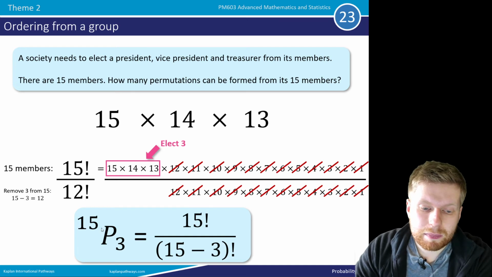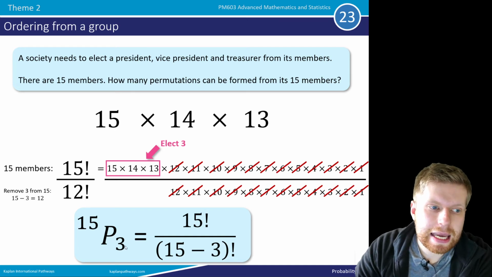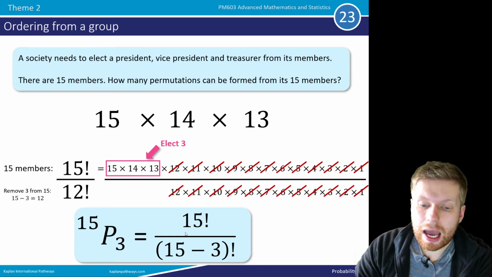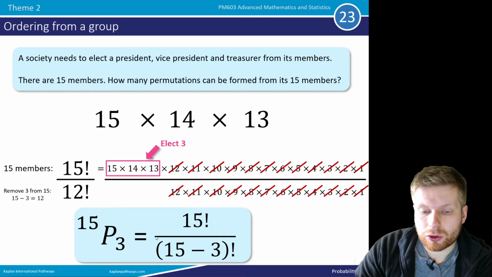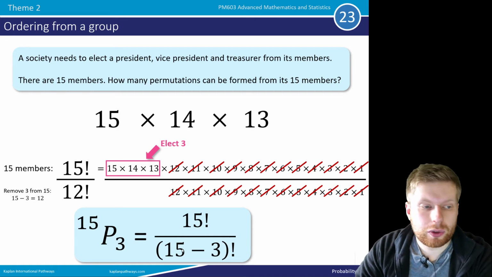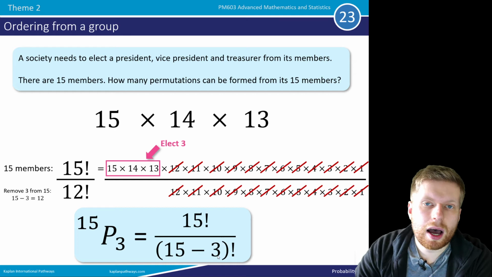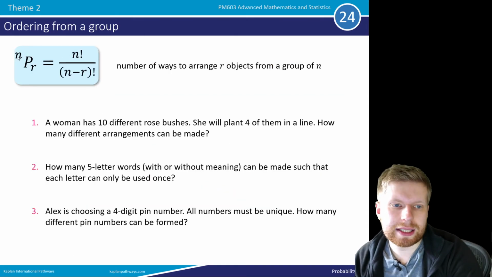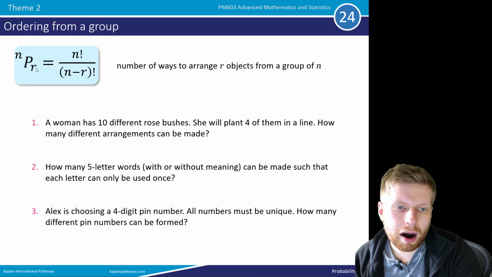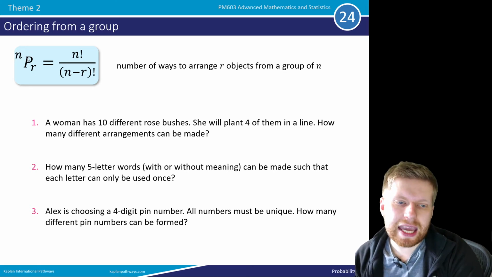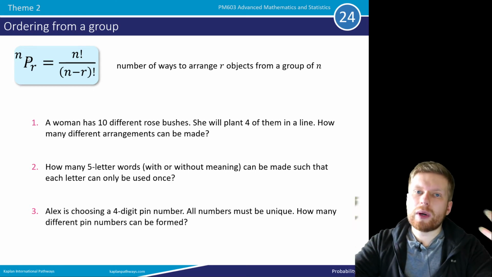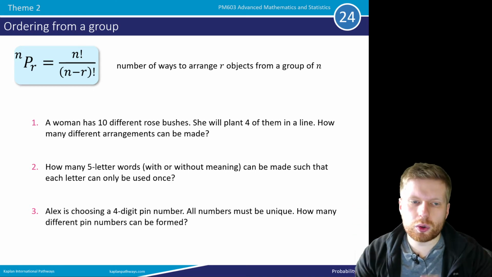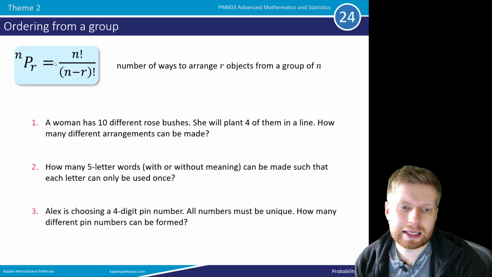So we would read this as 15P3. And the way we calculate it is 15 factorial over the 12 factorial, which came from the 15 minus 3 members, okay? So in general then, if we want to generalize it, the N is the number of people in our group, the R is the number of people we're choosing, and the P stands for the permutation because we're literally permuting it, we're literally putting it into an order. And the general way of calculating it is like this.